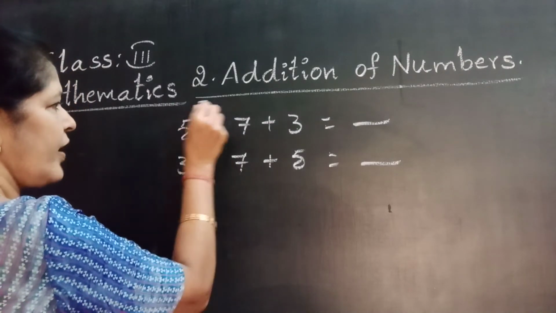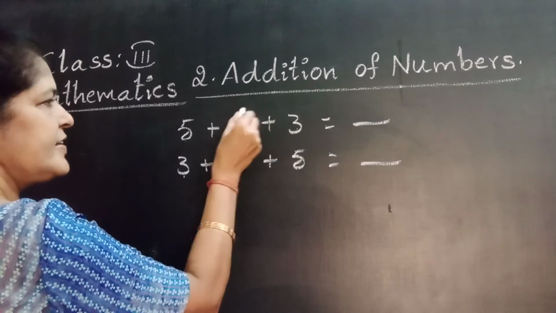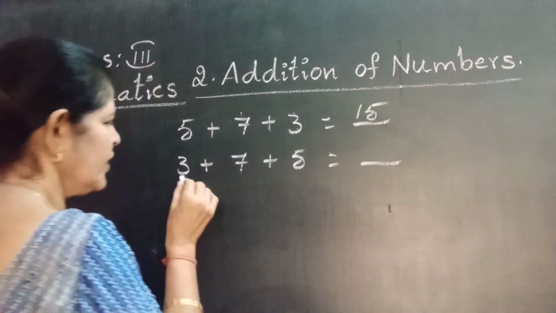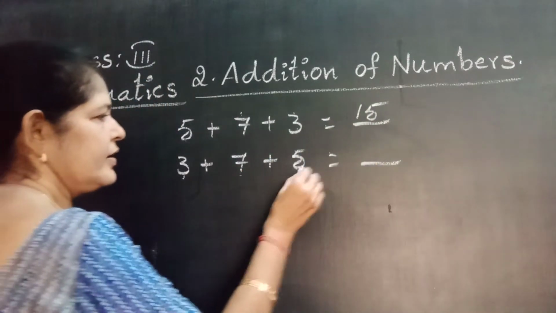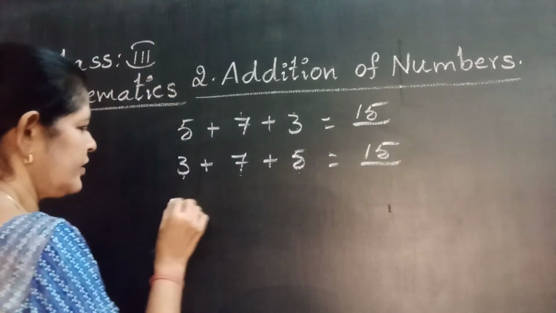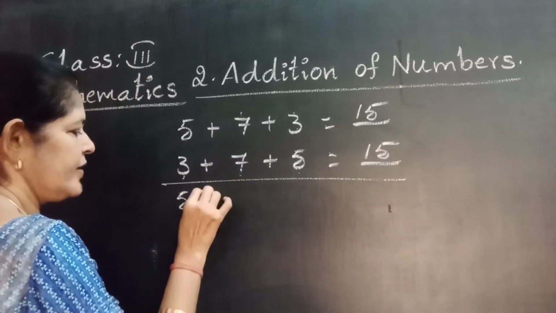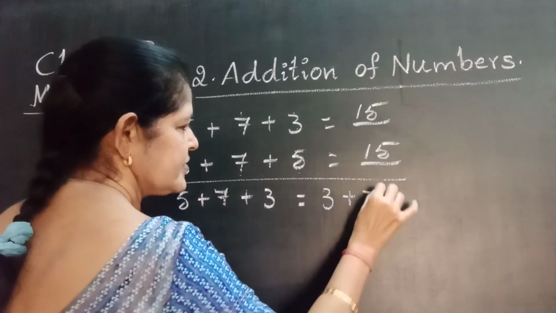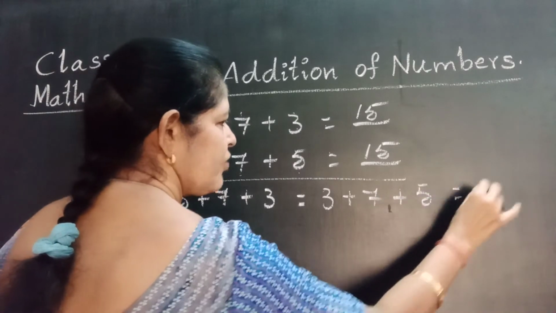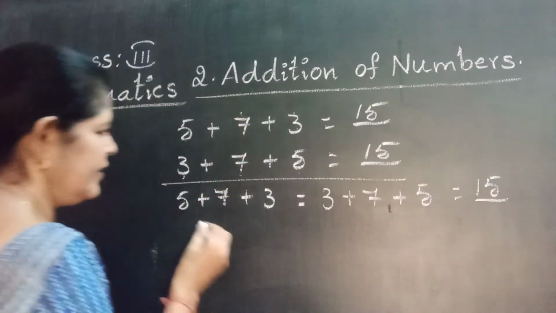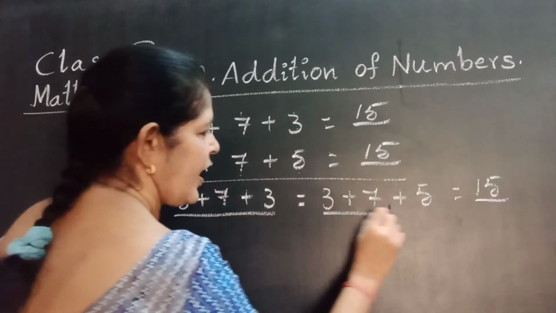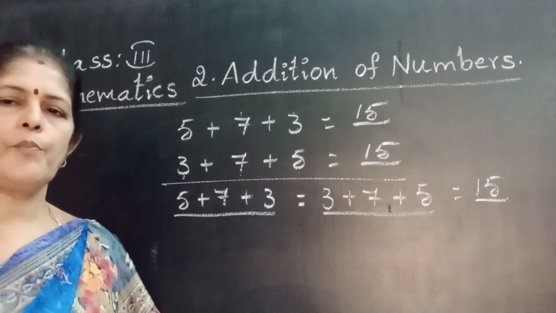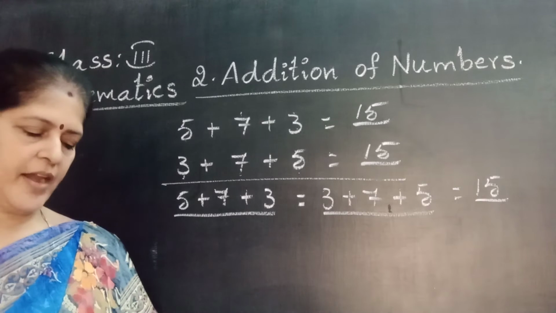Now what is the total? 5 plus 7 or this is easy. 7 plus 3, 10. 10 plus 5, 15. Very good. Here also 3 plus 7, 10. 10 plus 5, 15. That means 5 plus 7 plus 3 equal to 3 plus 7 plus 5 equal to 15. The total goes to 15. That means this addition fact and this addition fact both are the same.